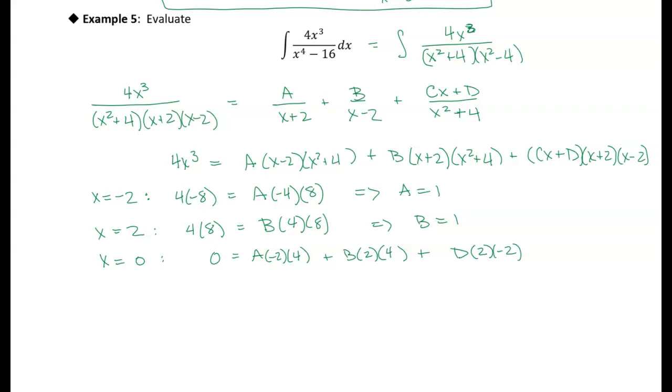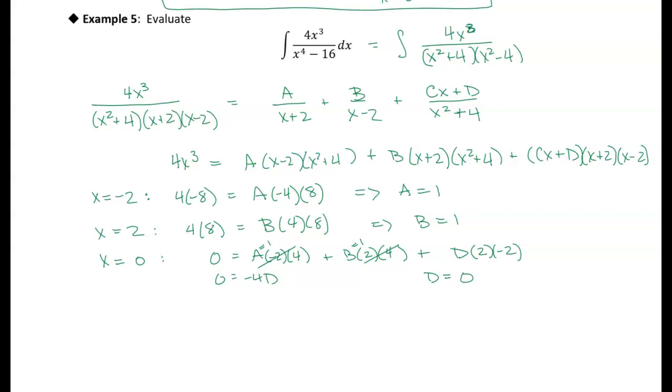But we know a and b, right? A and b are 1, so this is equal to 1, and this is equal to 1. So I'll end up with a minus 8 plus 8, and those will just cancel each other out. So I basically have 0 equals minus 4d. And that means d is equal to 0. Okay, well that's good. We got D. Now we just have to get C.